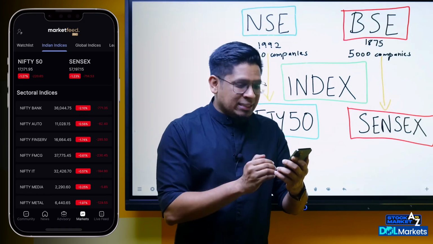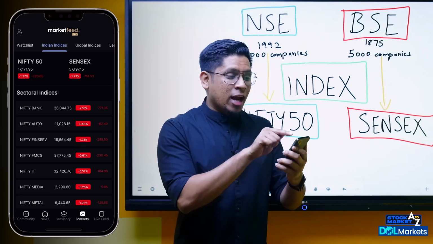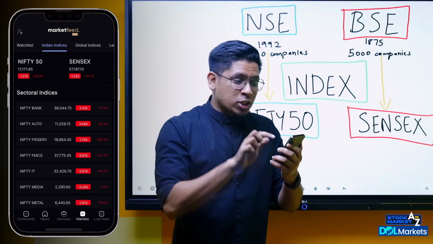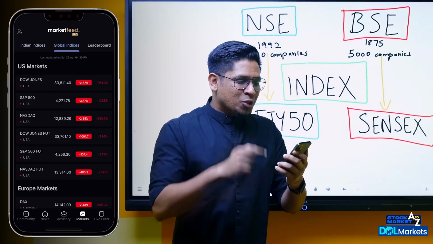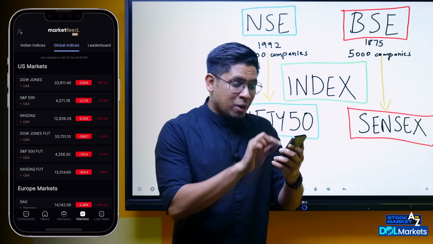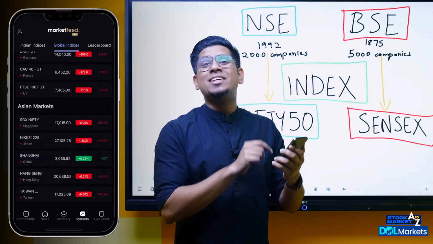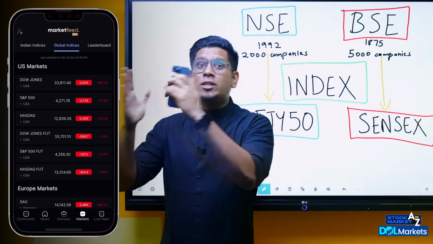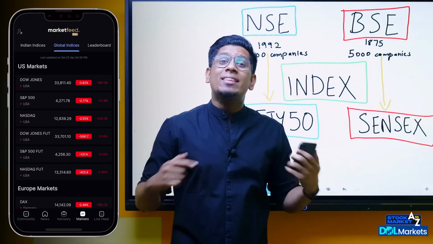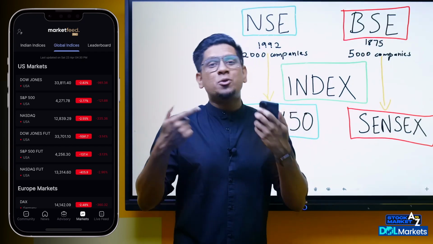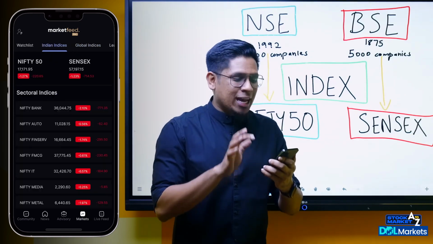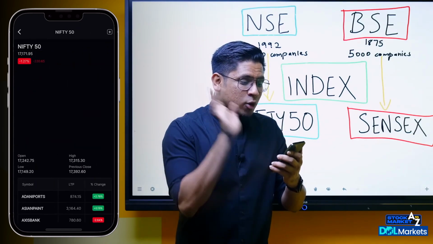Now, we are in the market section inside the market feed application, and under Indian indices, I hope you see Nifty 50. I hope you also see global indices here. So going into global indices, you see US markets, European markets, and also Asian markets. So it's very obvious and evident that all of the stock markets across the world need indices which will indicate how that country's stock market is performing. Correct? Now let's get back into Indian indices and let's click on Nifty 50.